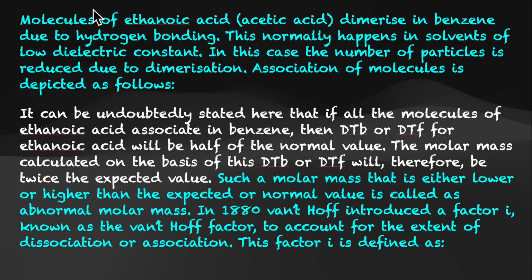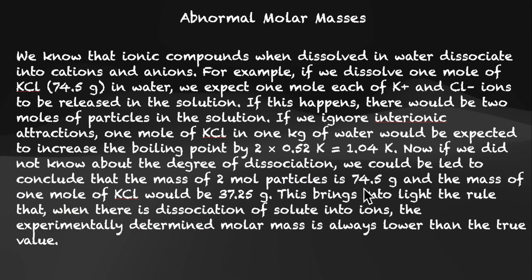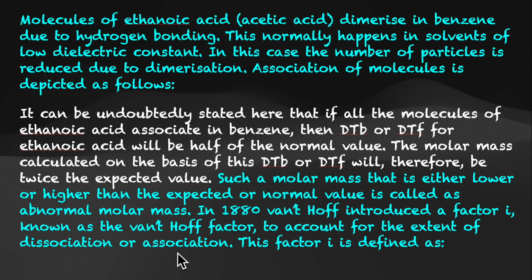Before coming to the formula, let me tell you that through experiments they have found out that because of dissociation and association of molecules, once they have been dissolved in water, there is a difference in the molar mass determined experimentally from the true value. That is, either the molar mass is lower or higher than the expected or normal value, and that is called the abnormal molar mass. Now, Van 't Hoff introduced a factor i and named it after himself as the Van 't Hoff factor to account for the extent of dissociation or association.